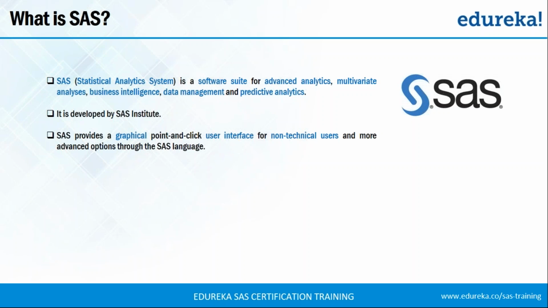So what is SAS? We already saw the features: ease of learning, graphical usage, data handling capacity, job trends, etc. Now let's dig into what SAS is. SAS is Statistical Analytics System. It is a software suite for advanced analytics, multivariate analysis, business intelligence, data management, and predictive analytics.